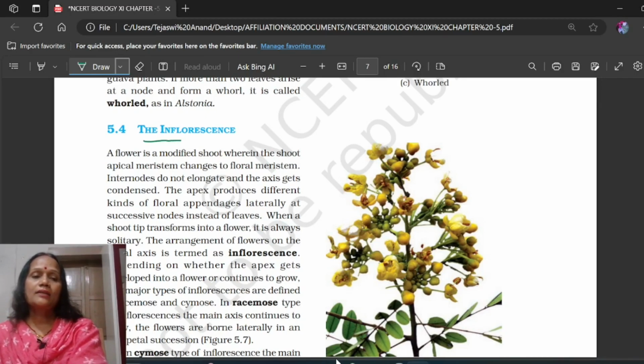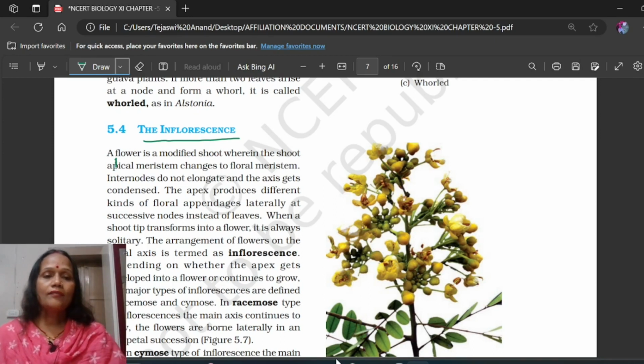Now we understand the flowers. Same as you have studied phyllotaxy, the arrangement of leaves on a branch, here the arrangement of flowers in a flowering plant is called inflorescence. So what is a flower? A flower is a modified shoot where the shoot apical meristem changes to floral meristem.